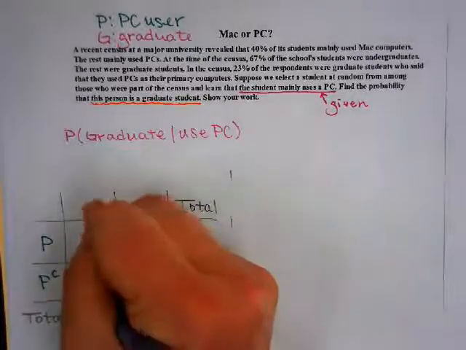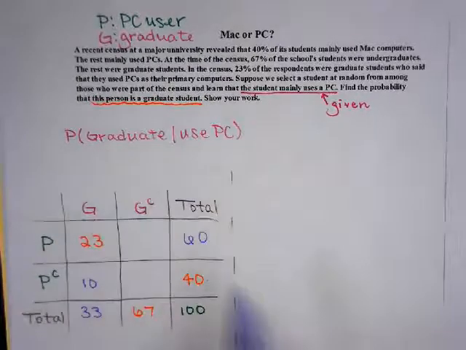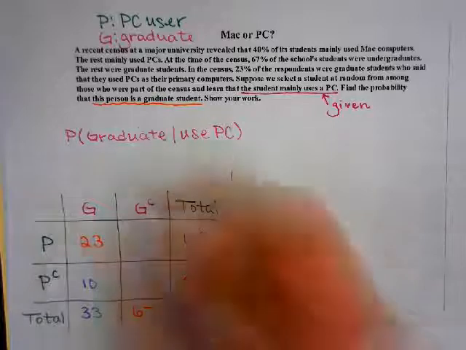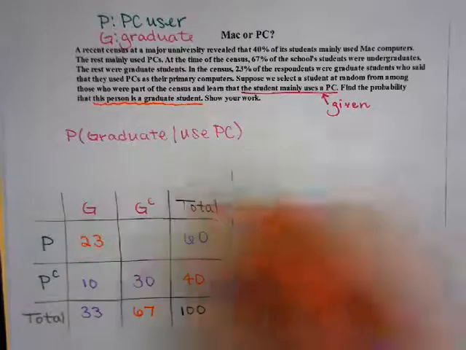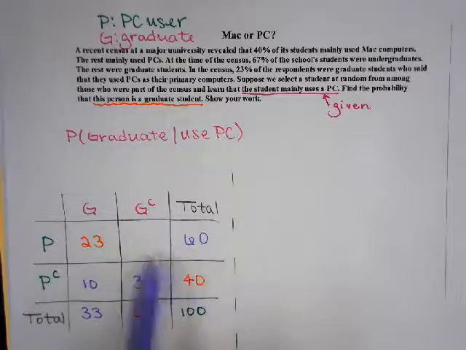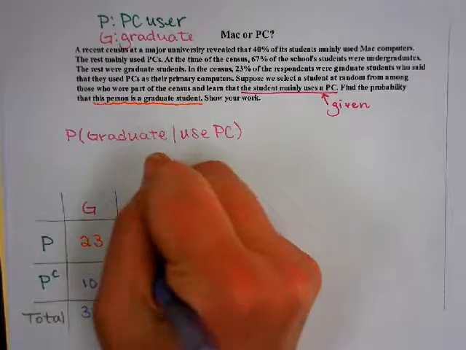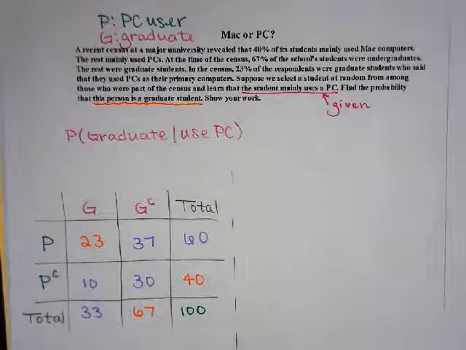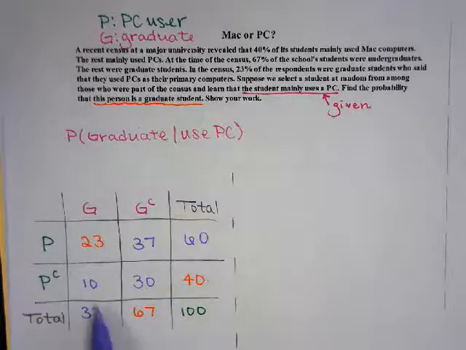23 plus 37 give us 60. Sorry, double checking. The 3 sevens threw me off. Then we have our two-way table. Now we actually answer the question.